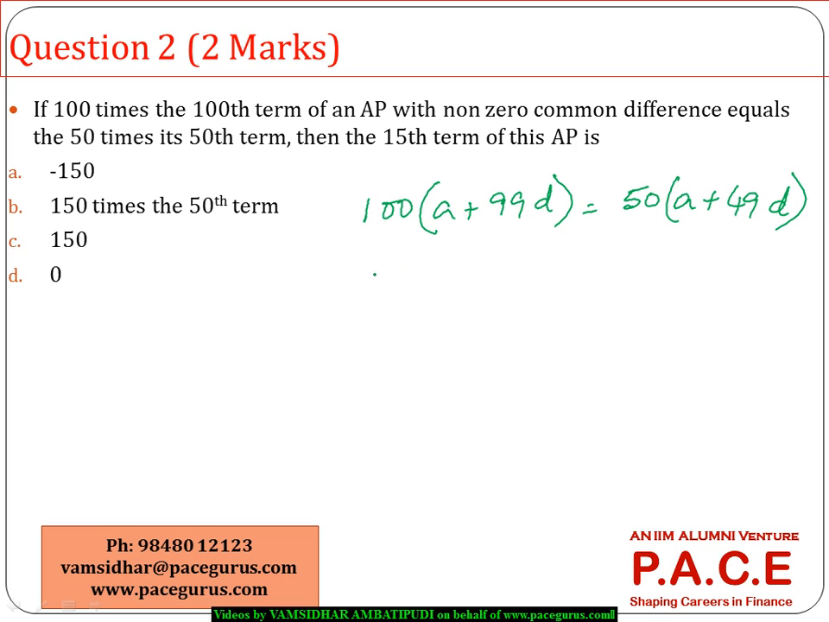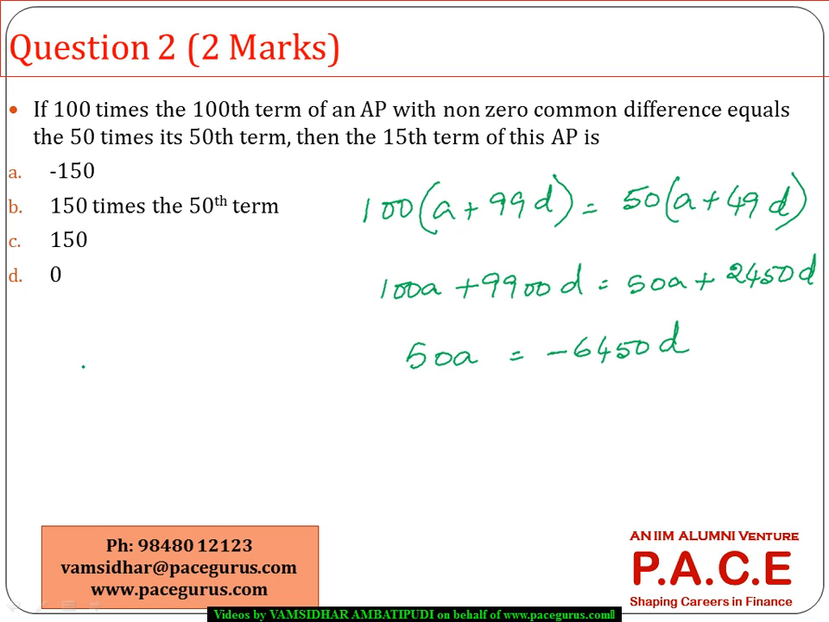Okay, then the 15th term of this AP is, okay, 100A plus 9900D is equal to 50A plus 2450D. Until here we are fine, right? So, okay, 50A is equal to minus 6450D. 15th term is nothing but A plus 14D.